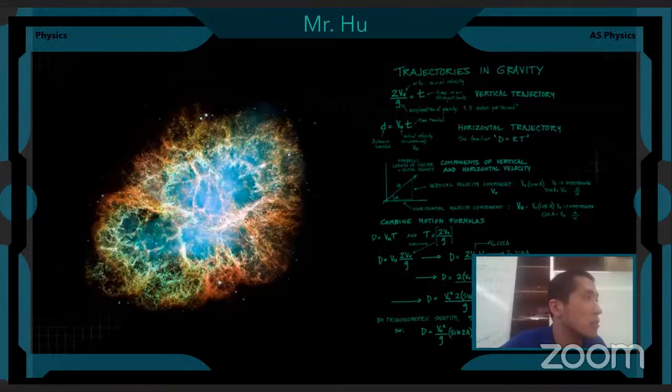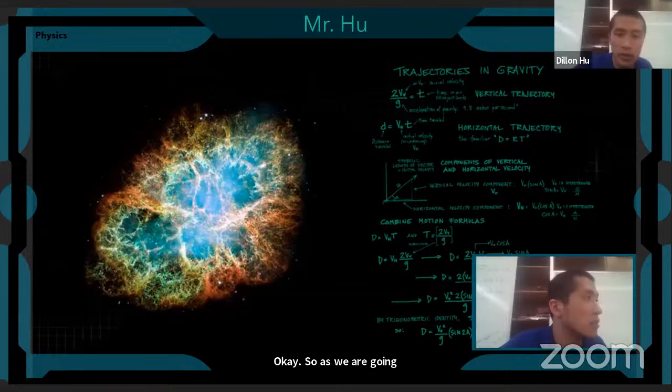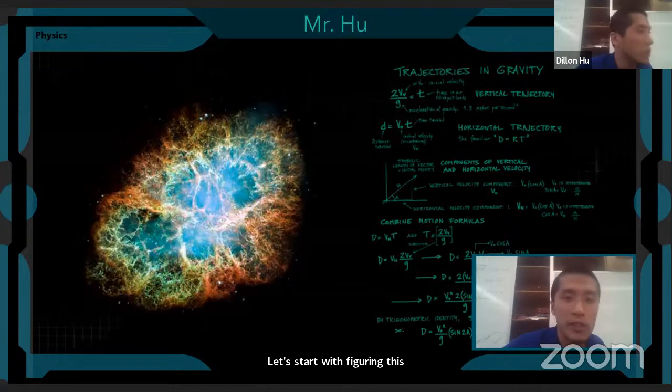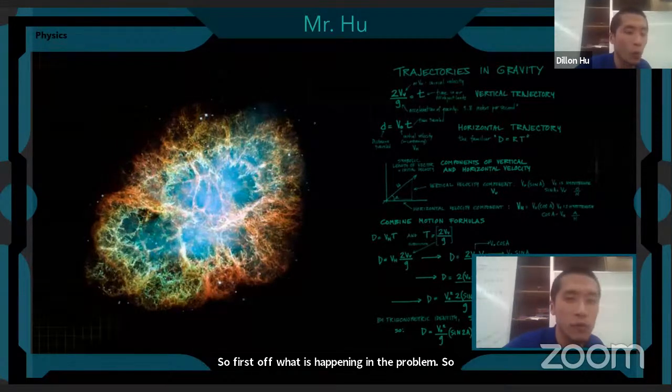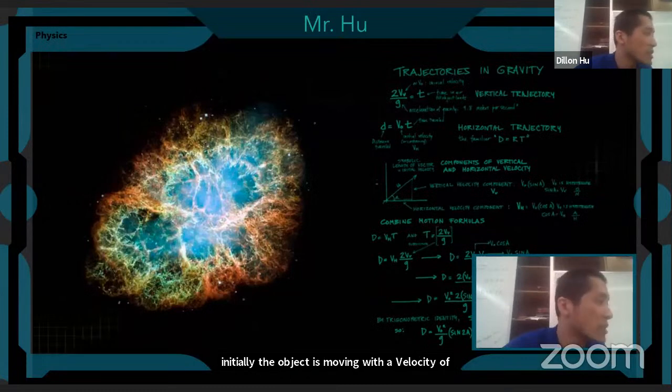Okay. So as we are going through this, let's start with figuring this out. So first off, what is happening in the problem? Initially, the object is moving with a velocity of -4 meters per second. So what does this negative mean? What does this velocity mean?